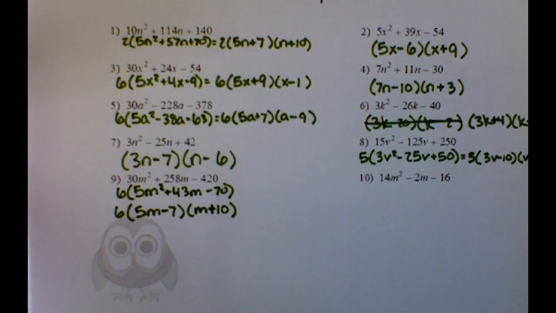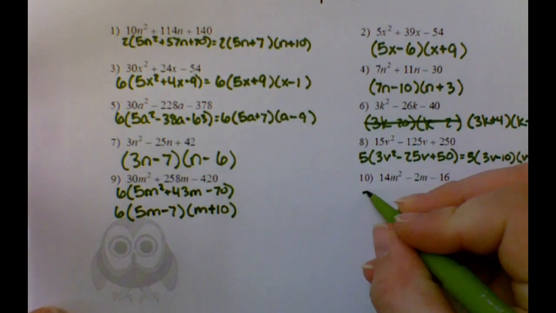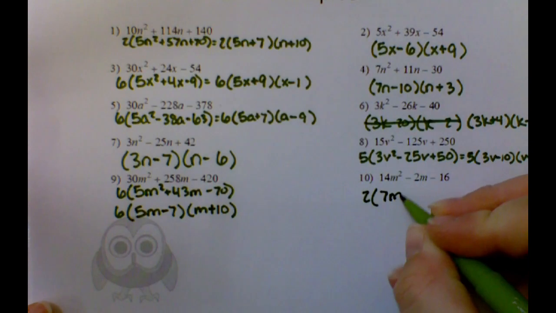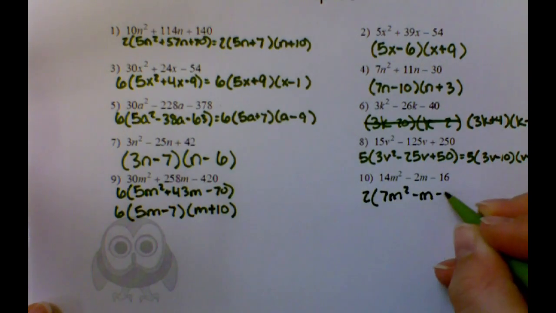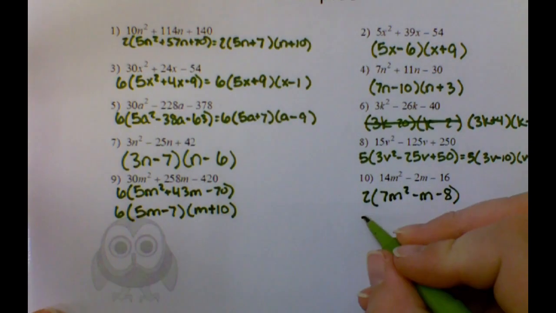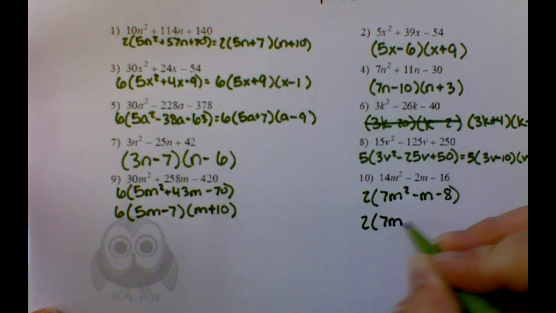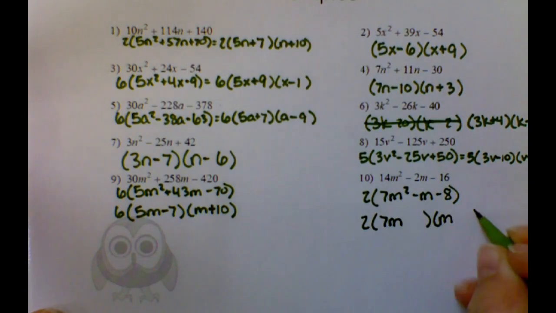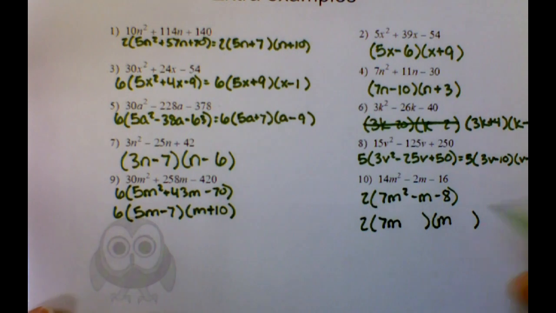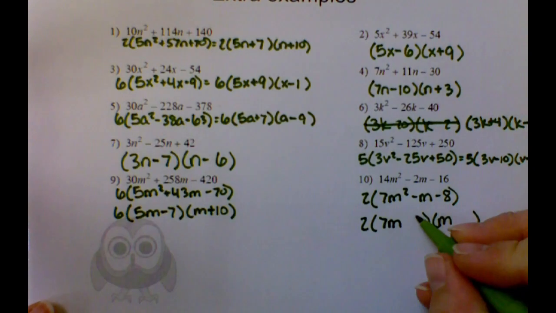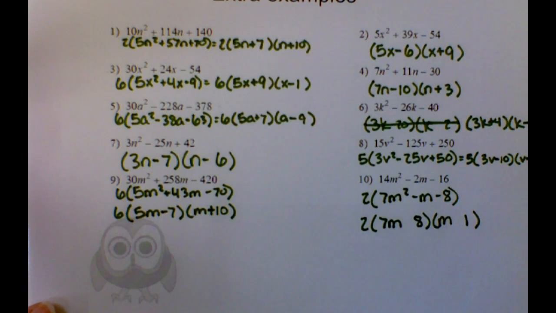And 14m squared minus 2m minus 16, I see a GCF of 2, making it 7m squared minus 1m minus 8. My 2's along for the ride. The only way to break apart 7m squared is 7m and m. 8, I can do 1 and 8 or 2 and 4. But to make a 1 in the middle, I definitely need to do 8 and 1 because negative 8m plus 7m makes that minus m in the middle.